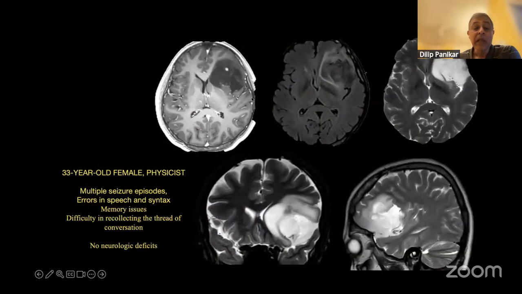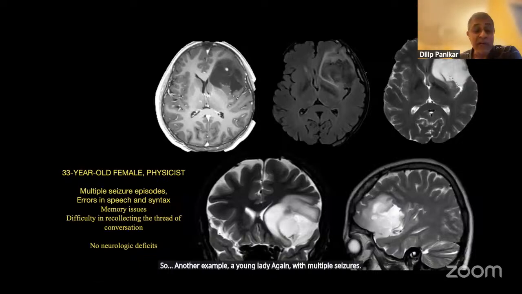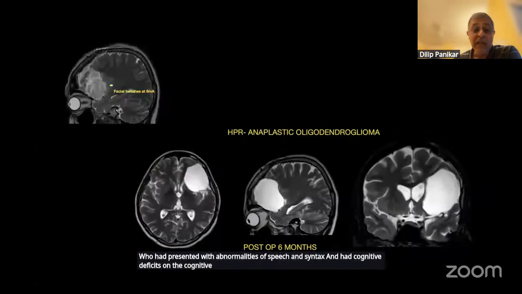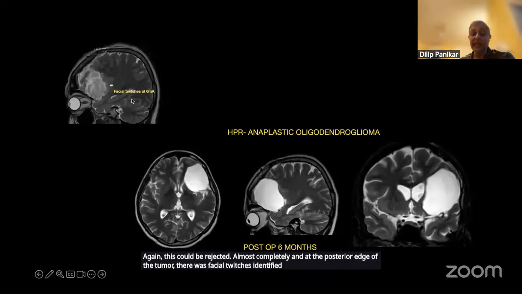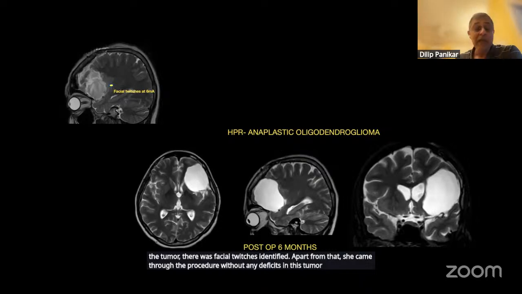Another example, a young lady, again with multiple seizures, who had presented with abnormalities of speech and syntax, and had cognitive deficits on assessment. Again, this could be resected almost completely, and at the posterior edge of the tumor, facial twitches were identified. Apart from that, she came through the procedure without any deficits, and this tumor could be resected completely.